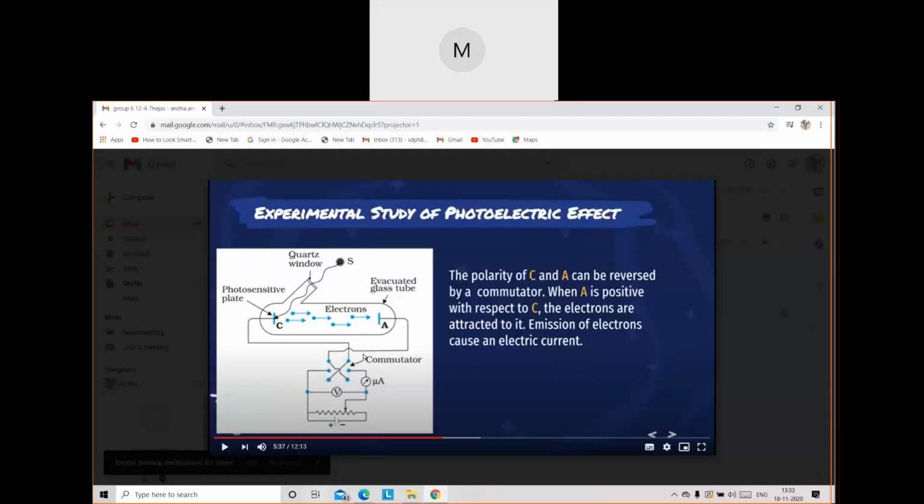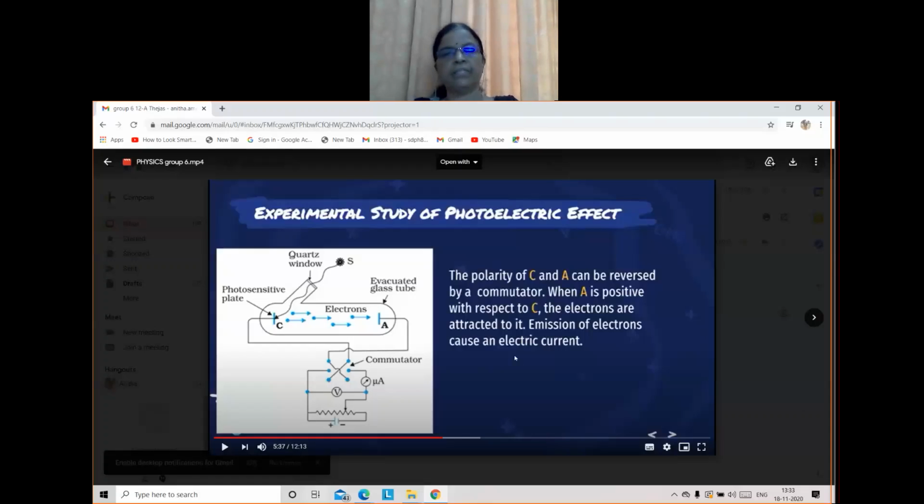Saturation value, teacher. Saturation value. Correct. That is correct. So there is a limit for that. When we increase the positive potential of A, the current will increase, but you know there is a saturation current. Photoelectric current becomes a maximum value, and then on further increasing the positive potential, there will be no change. It attains a saturation value.